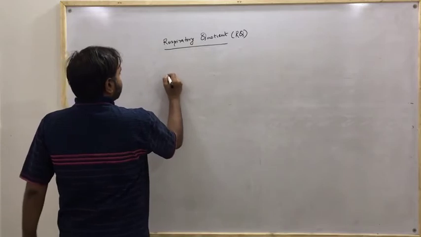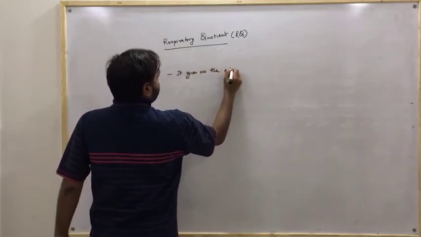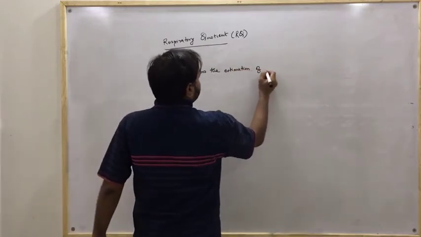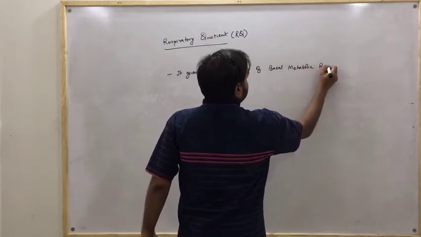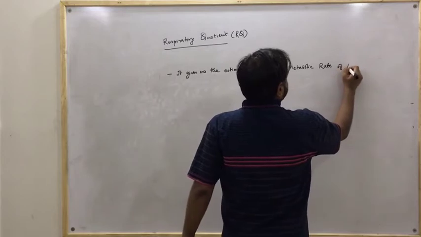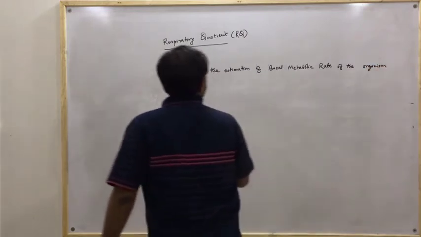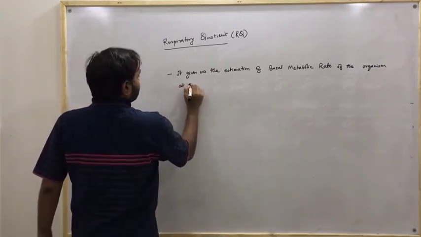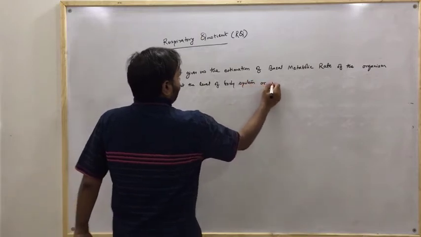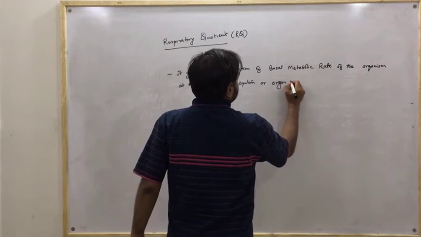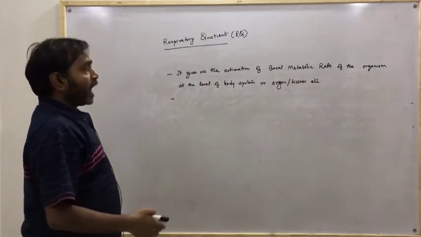So simply we may write this in 2 points. It gives us the estimation of the basal metabolic rate of the organism at the level of body system or organ, tissues, etc.